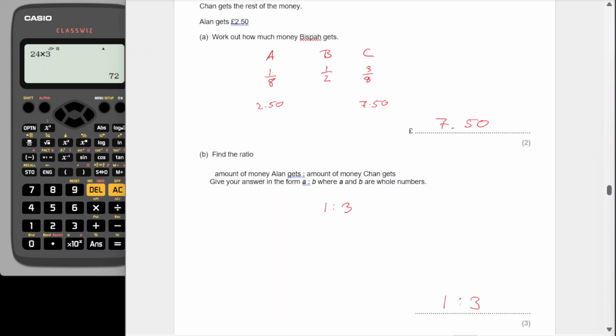And I've just spotted, I found out C's value here. I was supposed to find out B's value. That would be 4 times as much, so it would be £10. I've made a slight mistake there. I found the amount that C got, not B got.